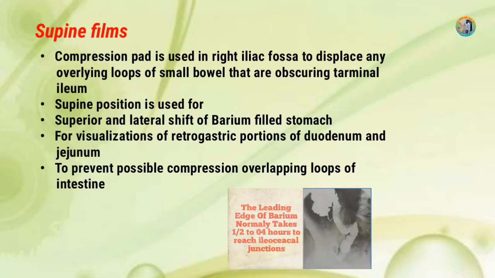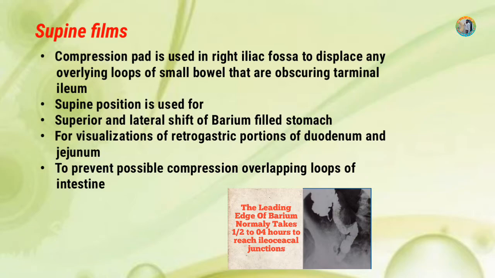Supine films. Compression pad is used in right iliac fossa to displace any overlying loops of small bowel that are obscuring terminal ileum. Supine position is used for superior and lateral shift of barium filled stomach, for visualization of retrogastric portions of duodenum and jejunum.